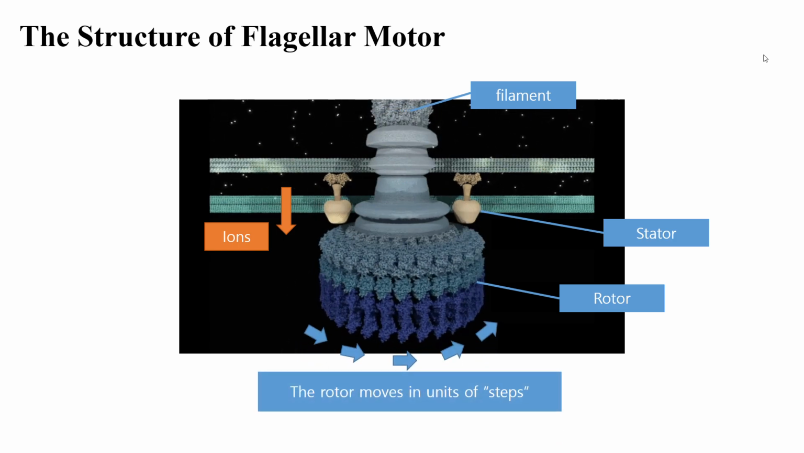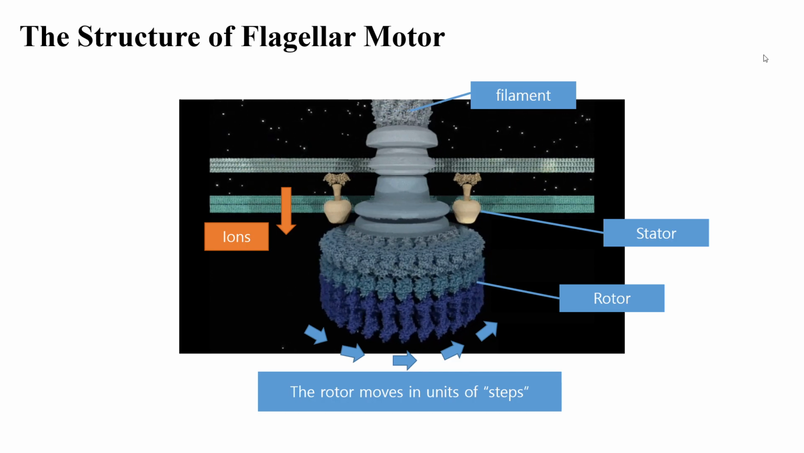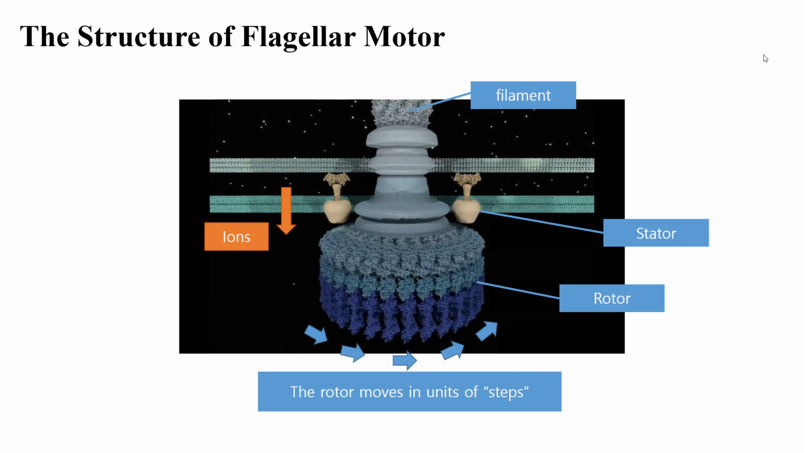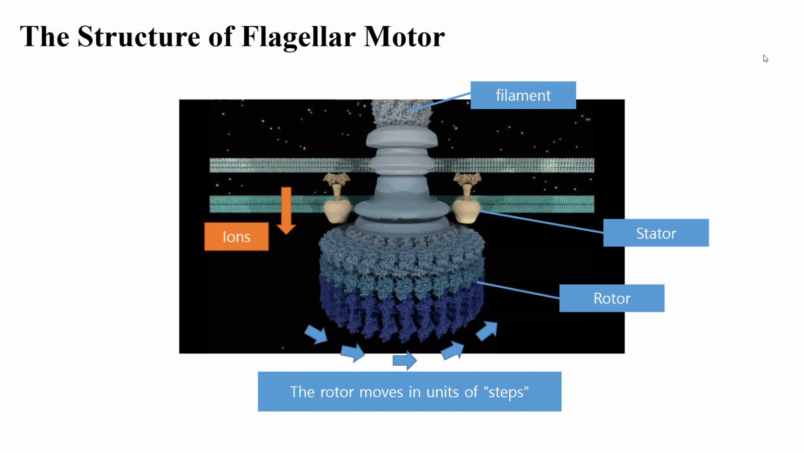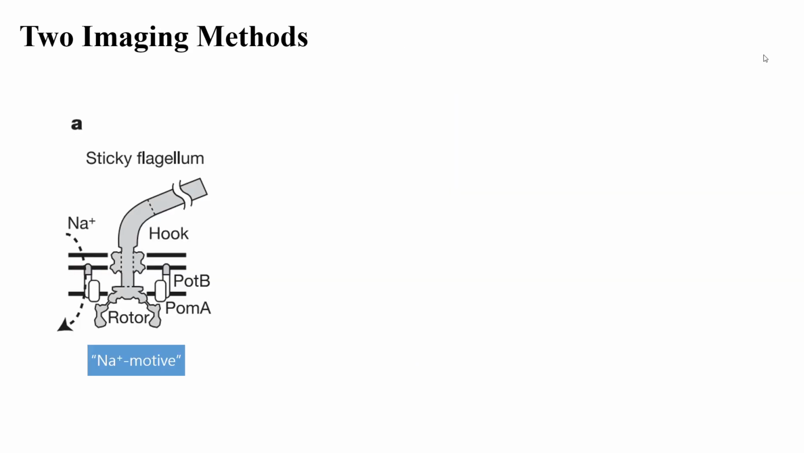In other words, the rotor does not move in continuous motion but rather moves in units of steps. This paper aims to resolve the step of rotation. In this experiment, we use a sodium motive E. coli chimera. To resolve the step of revolution, we need to track the flagellum.